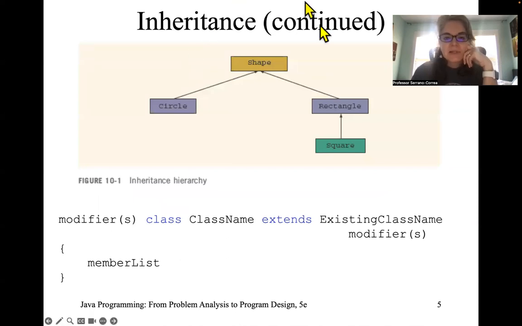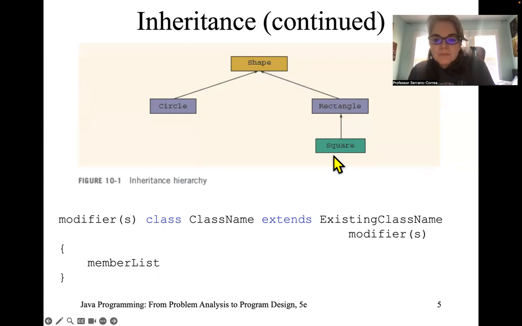So here's an example. Let's say that we have a class called shape. So the class at the top here is our superclass. And then the class circle can inherit from the class shape. The class rectangle can inherit from the class shape. There can be a class called square, and square can inherit from class rectangle. And then rectangle inherited from shape.